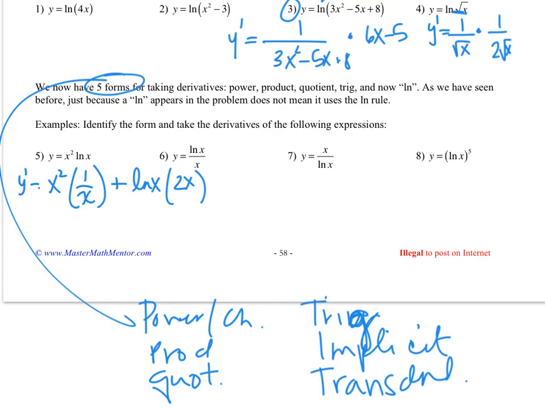Big rule right here, that's a quotient rule. So I'd like you to try that one on your own. Another quotient rule. And looks like this is a power chain rule, where we have to do d outer and then d stuff, where ln x is our stuff. So this is a power chain rule. I'm going to call it PC, power chain rule. So I want you to try 6, 7, and 8 on your own.